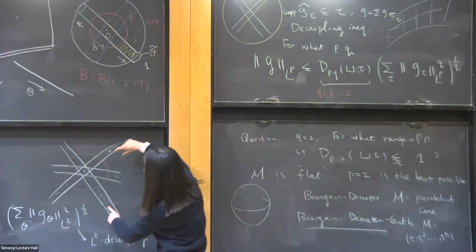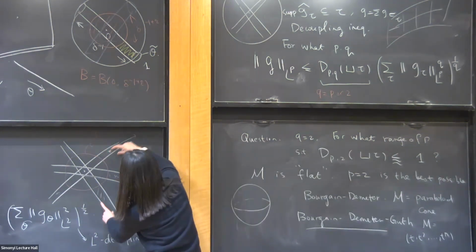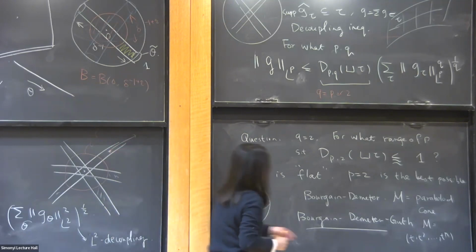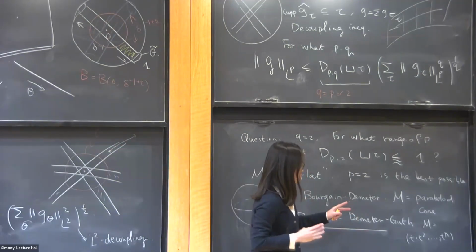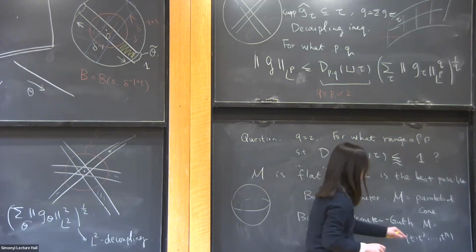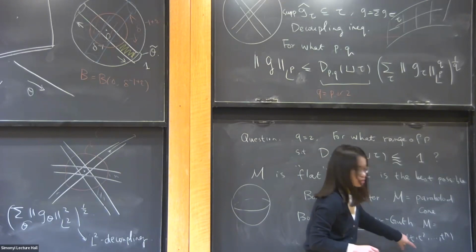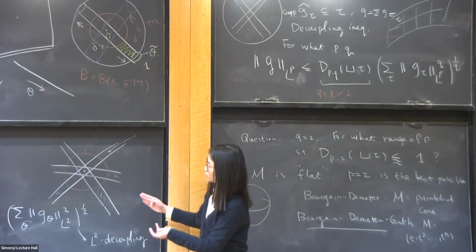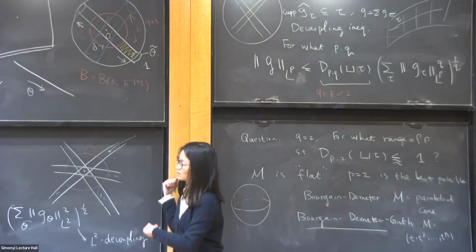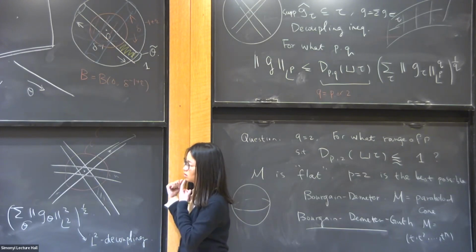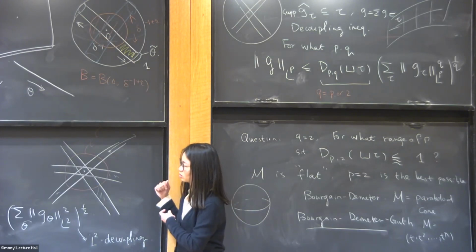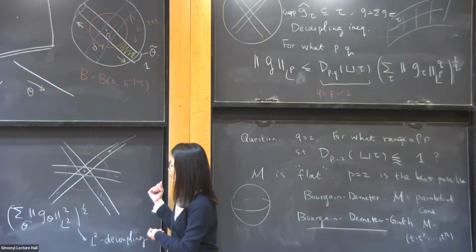But there is one thing: here is a union of those tubes. And so there's one step that reduces the decoupling inequality for those curves to a decoupling inequality for a cone over a curve. And this step is standard. It's called the Pramanik and Seeger argument.